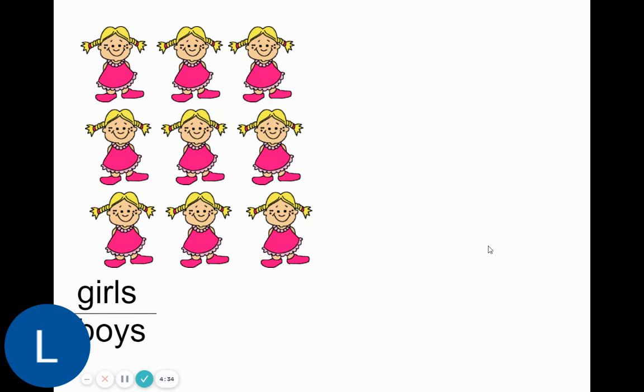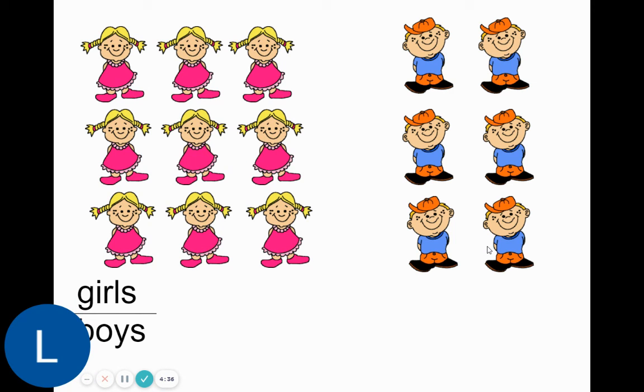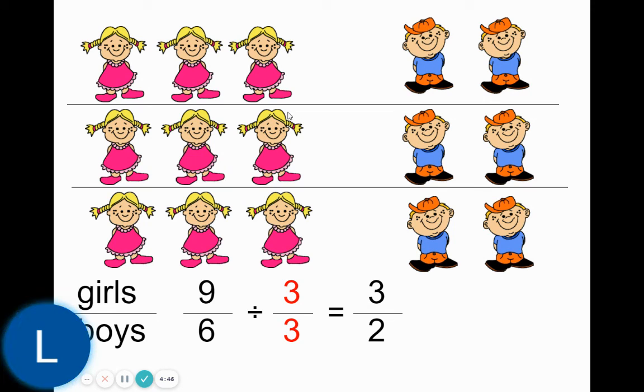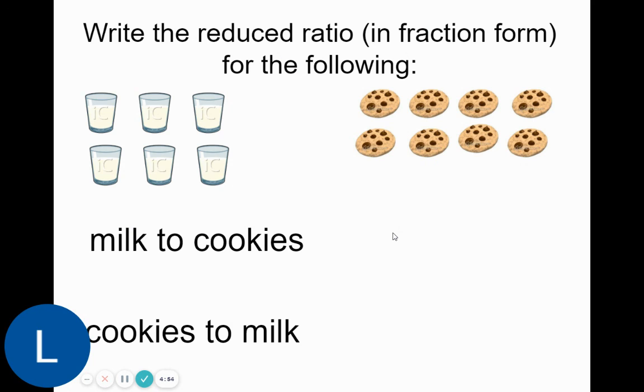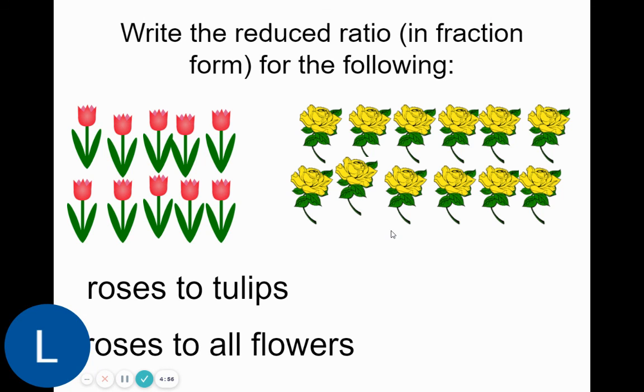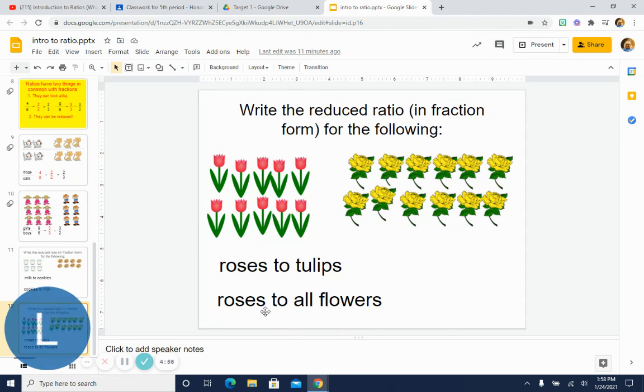Girls to boys. You can see here there are 9 girls and 6 boys. That can be reduced by 3, which is 3 to 2. And if you look here at the line dividers, for every 3 girls, there are 2 boys. So this is a little intro to ratios.